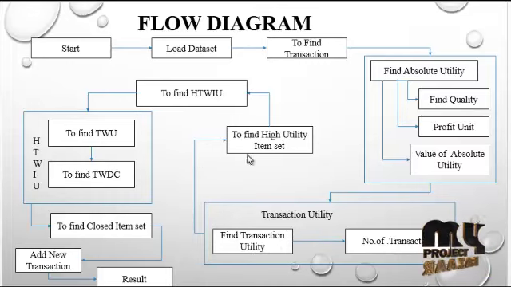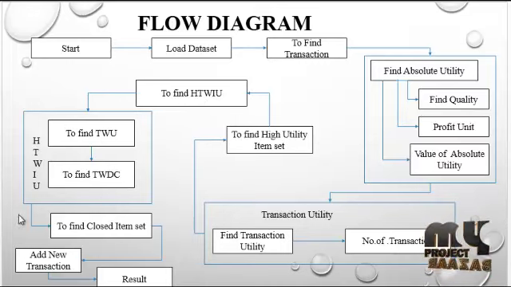After finding the transaction utility, we have to find out the high utility item set based on the transaction utility. After finding the high utility item set, then we have to find out the HTWUI. It stands for high transaction weighted utility item set. It is the information based on the TWU. TWU means transaction weighted utility. And to find the TWDC, we have to find out the closure value. Closure means the nearest value of the particular product or event, whatever it may be. These results are based on the HTWUI results.